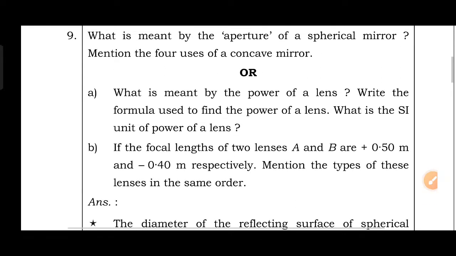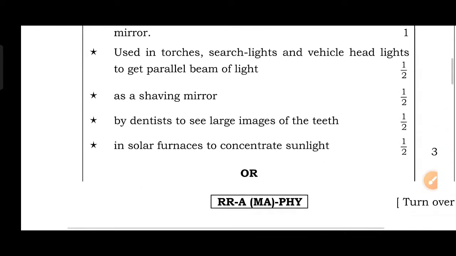Okay, for this question, another R type question is there. It contains A and B. A question: what is meant by the power of a lens? Write the formula used to find the power of a lens. What is the SI unit of power of a lens? Then see.